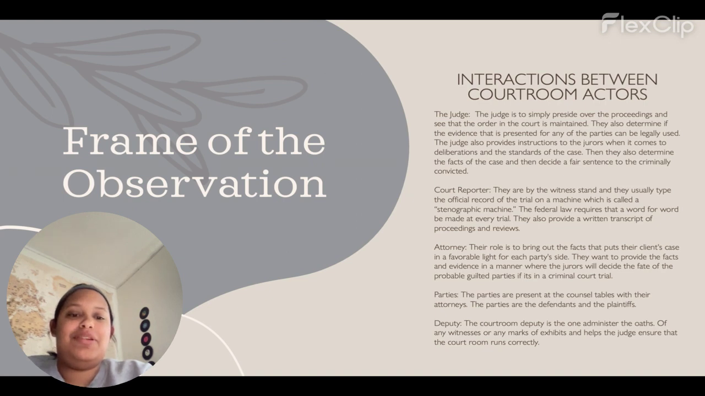The judge is to simply preside over the proceeding and see that order in the court is maintained. They also determine if the evidence presented by any of the parties can be legally used. The judge also provides instructions to the jurors on deliberations and the standards of the case. Then they determine the facts of the case and decide a fair sentence for the criminally convicted.